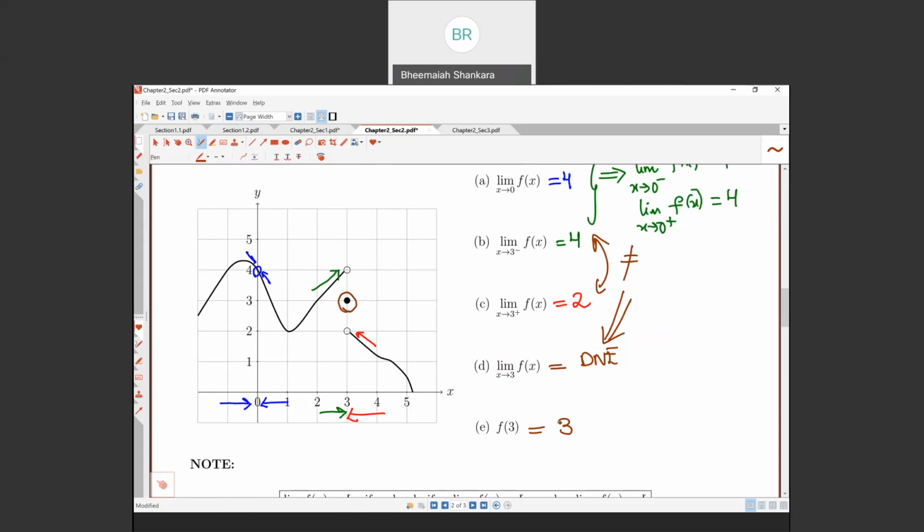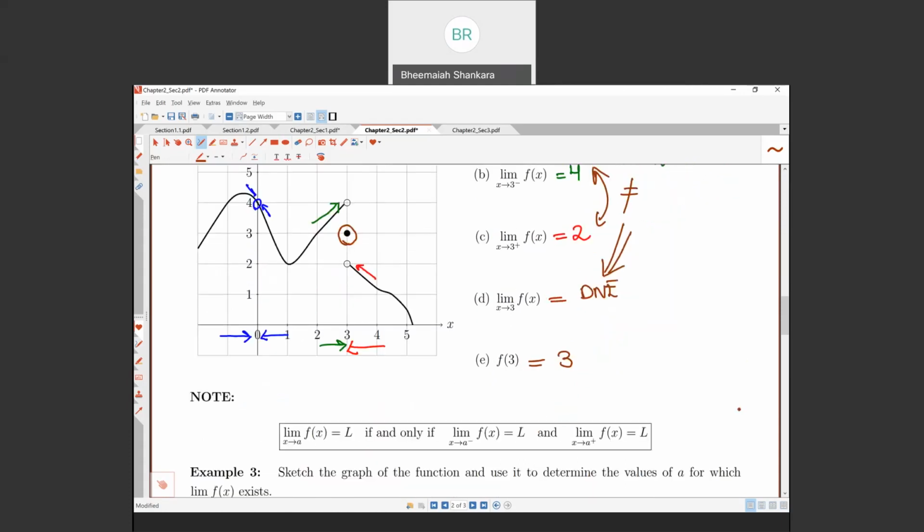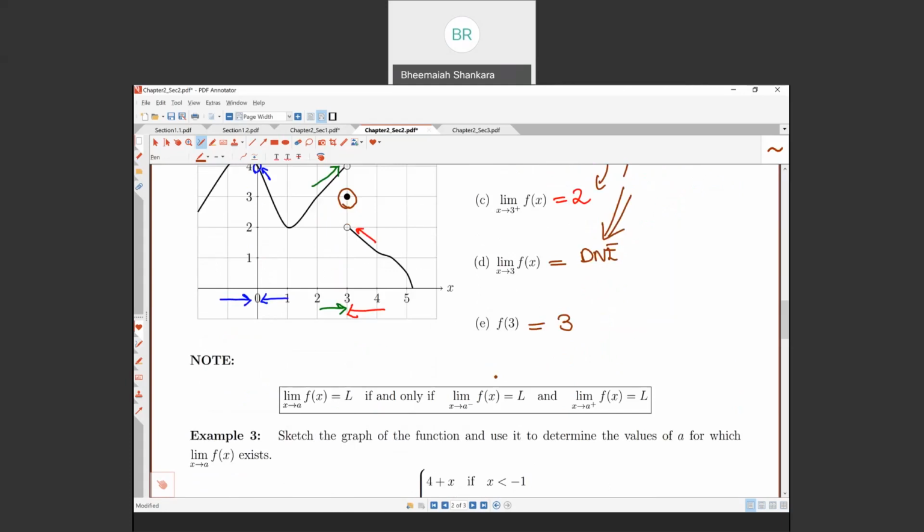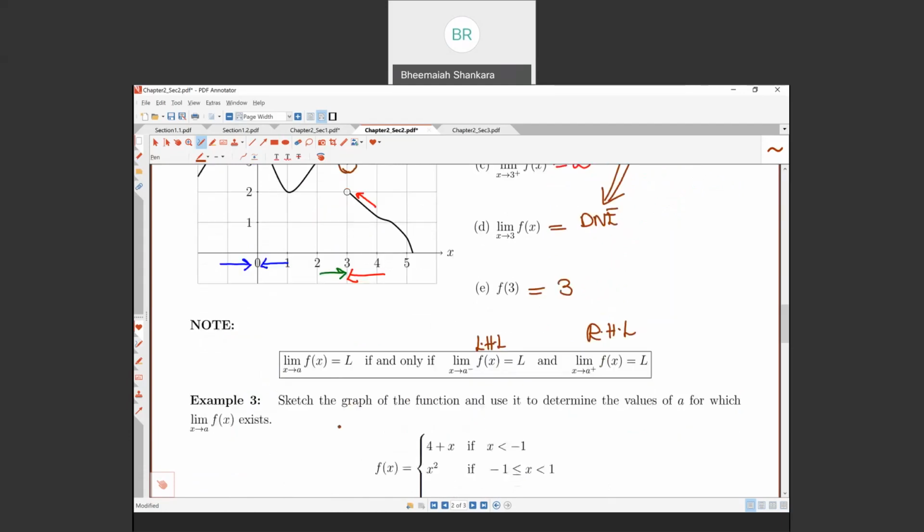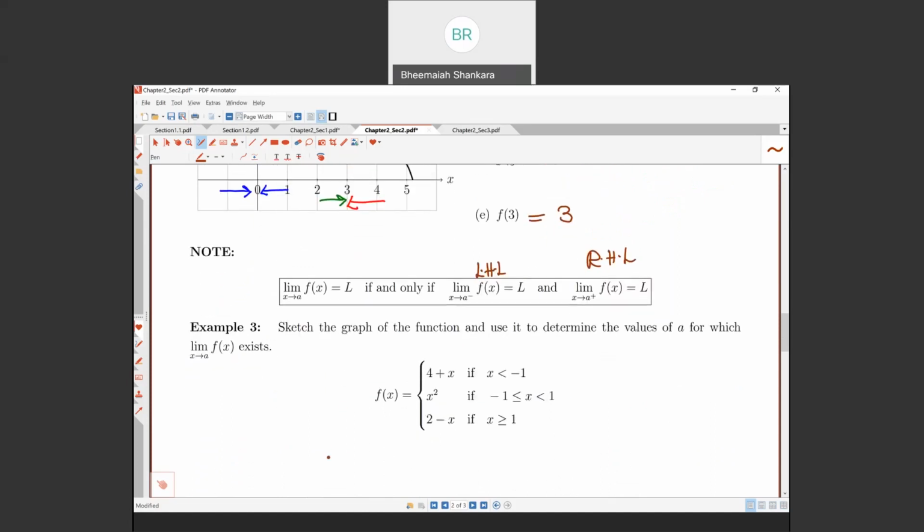Now we have a note. Limit x approaching a of f of x is L if and only if the left-hand limit, x approaching a from the left, a minus, and the right-hand limit, x approaching a from the right, a plus, they both are equal. Then you can say the limit of the function is L. Or else you say that the limit does not exist.